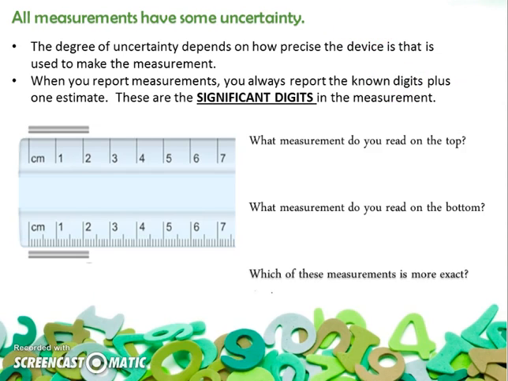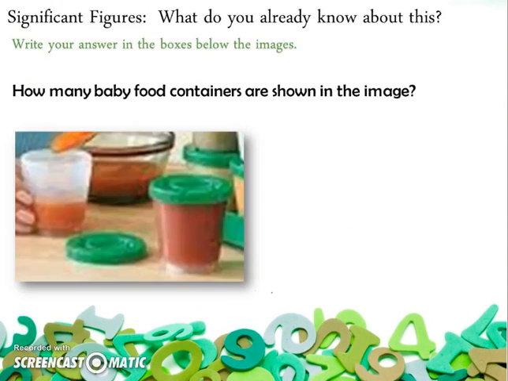Now, the idea here about significant figures is that nothing is really exact. There's always some uncertainty in every single measurement you can ever make.